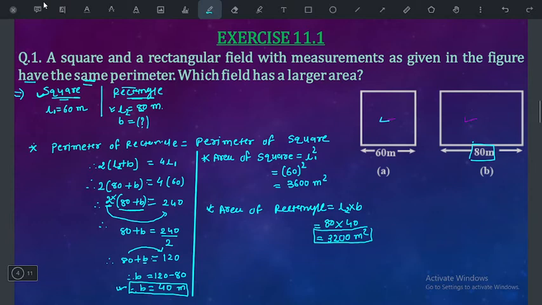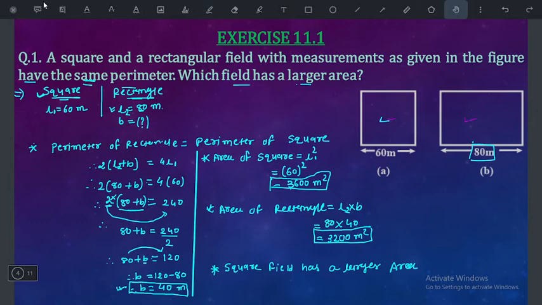Which field has a larger area? Square field has larger area. Which field? Square field. Square field has a larger area. Okay, so that is our answer, that is our solution.